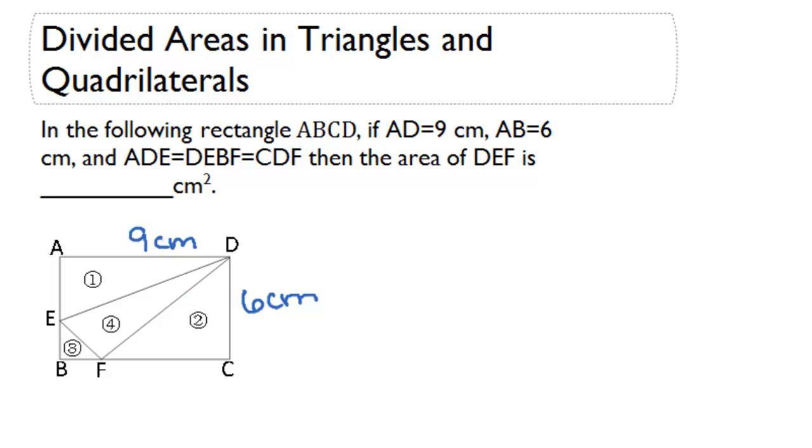Okay, now I also know that ADE is equal to DEBF, which is equal to CDF. So what are those actual shapes? We have numbers labeled here to tell us which triangle is which. ADE is triangle 1. And that is equal to DEBF, which is a quadrilateral that encompasses both triangle 3 and triangle 4. And they're both equal to CDF, which is triangle 2.